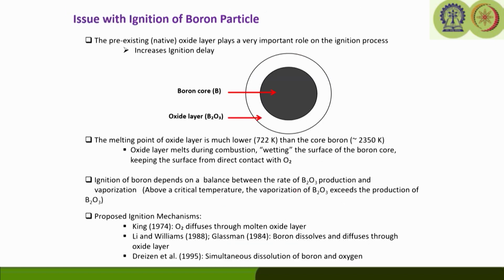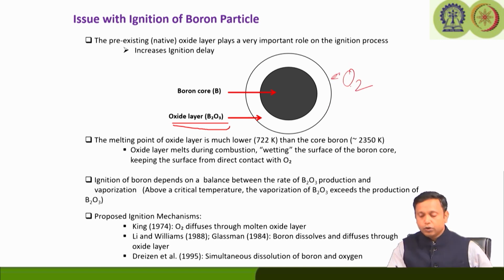Now, the issue with boron particles is that most of them are covered with a native oxide layer. This is the native oxide layer which covers the core boron part. So, this layer is going to protect the boron particles from reacting with outside oxygen. If you have the outside oxidizer here, the layer protects against oxidizing the core boron with the outside oxygen.